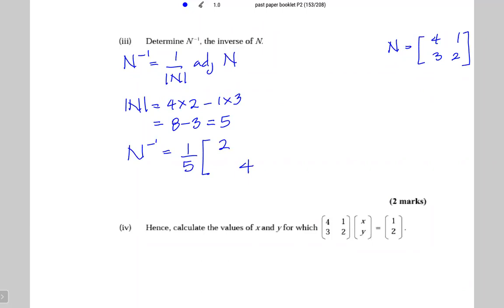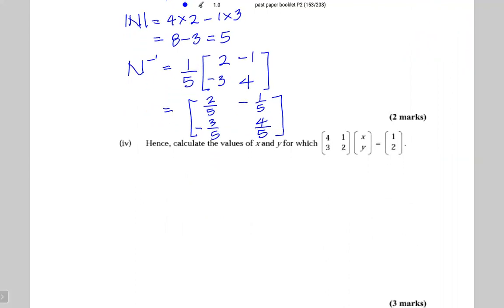You switch around the leading diagonal elements. The lagging diagonal elements stay where they are, but their signs change. Multiplied by 1/5 is the same as saying divide by 5. So this is 2 over 5, minus 3 over 5, minus 1 over 5, and 4 over 5. This is N inverse.